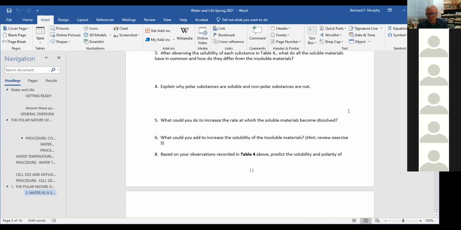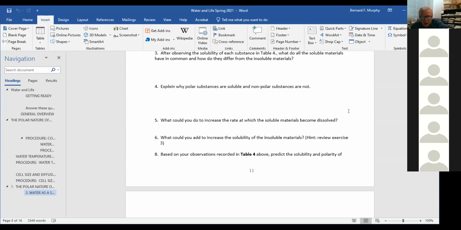5. What could you do to increase the rate at which the soluble materials become dissolved? What could you do? You could stir it. That's it. You could do that. What else could you do to it? Heat it up. You could heat it up. The molecules moving faster are going to dissolve faster.